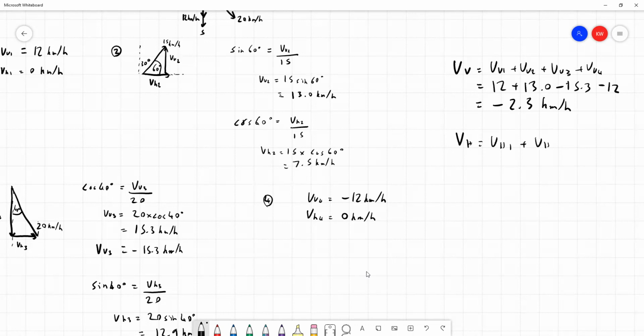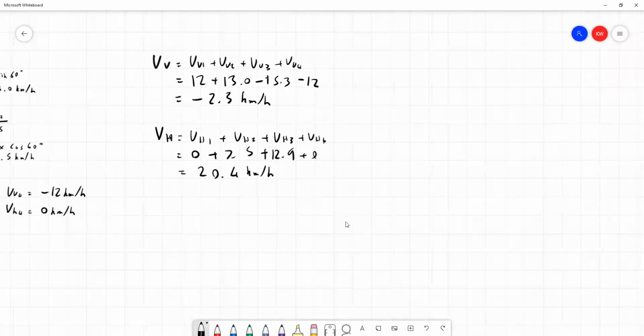If we add all of these up and we're conscious of the signs, we'll get an overall horizontal velocity. And actually in this case, we either have zeros in the case of the first and fourth vector, or we have positive values. So 7.5 plus 12.9 for VH3 plus 0, which means we're going to have 20.4 kilometers per hour as our horizontal velocity. So far we have now taken all of our vectors and effectively turned them into just two vectors, one in the vertical direction and one in the horizontal direction. So how do we deal with these?